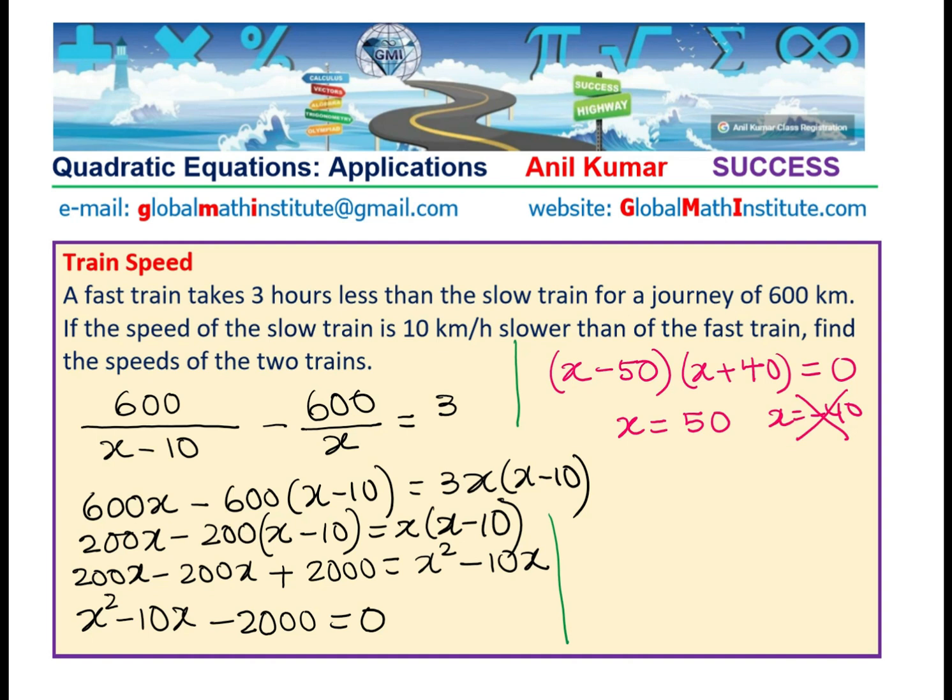So we get the speed of one train as 50. So we get the fast train is 50 kilometers per hour, and the slow train, 10 less, will be 40 kilometers per hour, since it is 10 kilometers per hour less than that.